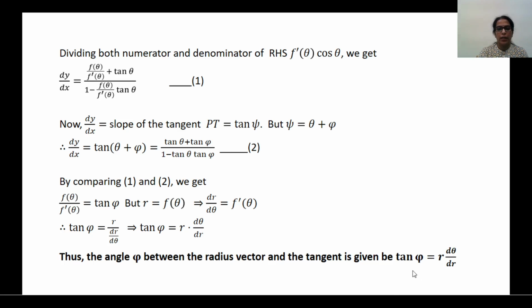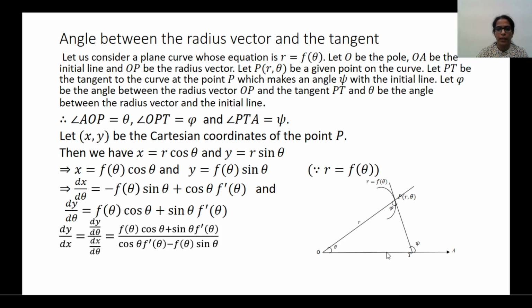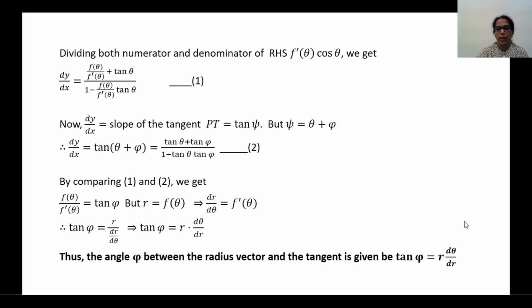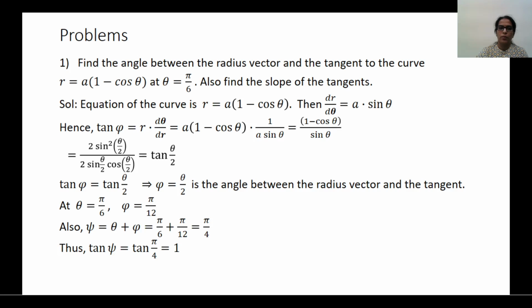The angle between the radius vector and the tangent is given by tan phi equal to r into d theta by dr. Okay, now we shall solve some problems. Find the angle between the radius vector and the tangent to the curve r equal to a into 1 minus cos theta at the point theta equal to pi by 6. And also find the slope of the tangent.